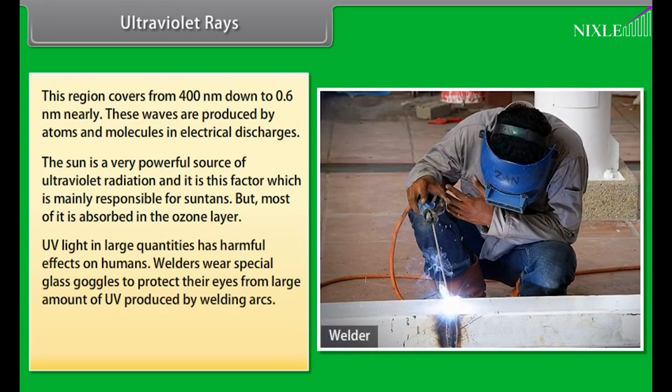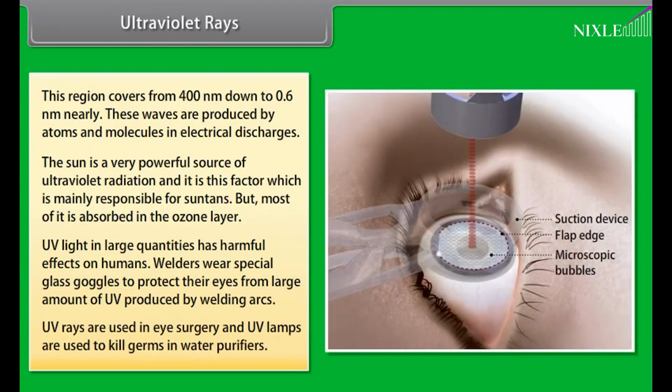UV light in large quantities has harmful effects on humans. Welders wear special glass goggles to protect their eyes from large amount of UV produced by welding arcs. UV rays are used in eye surgery and UV lamps are used to kill germs in water purifiers.